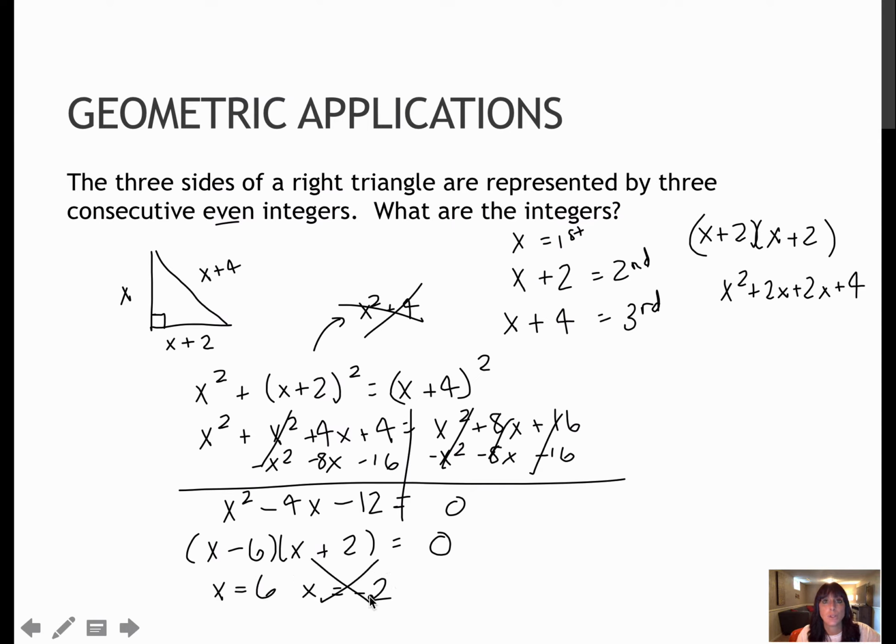Again, the negative 2 would not make sense because we're talking about lengths, and I couldn't have a length of negative 2. So the integers are 6, and then x plus 2 would be 8, and x plus 4 would be 10. So the lengths of the triangle are 6, 8, and 10. They don't specify if they're inches or feet, etc., but those are the integers used for the lengths of the triangle.